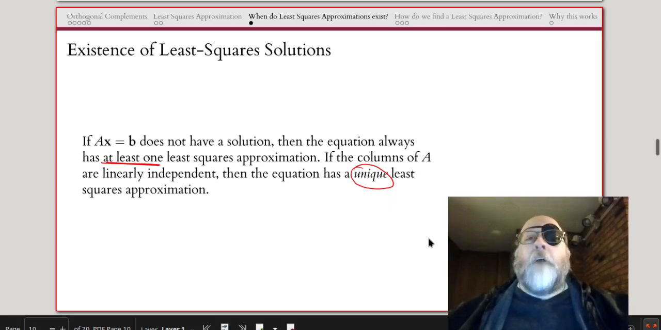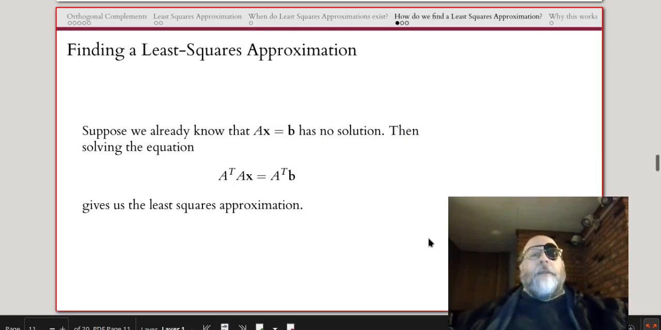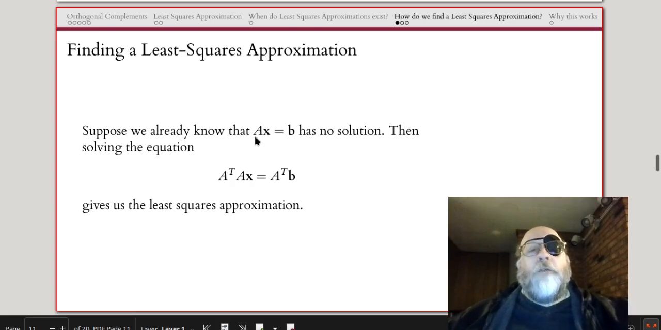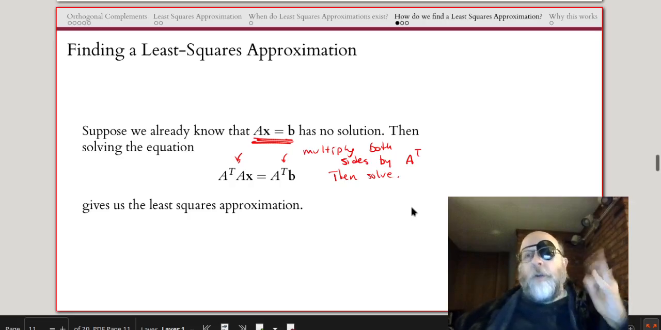And how do we find that least squares approximation? So this involves using the transpose again. Suppose that we know that Ax equals b has no solution. Then if I multiply both sides by A transpose, that gives us the least squares approximation. And we're going to do an example in a moment.